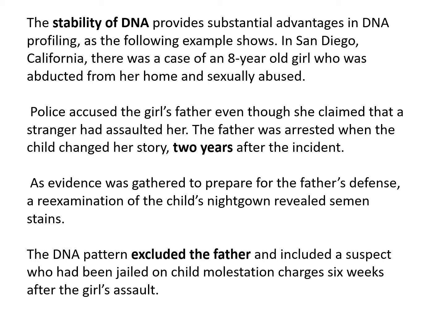But as the evidence was being gathered to prepare for the father's defense, they re-examined the girl's nightgown and found semen stains on it. They were able to get DNA from those stains, and they excluded the father and actually included a suspect who had been jailed on child molestation charges 6 weeks after the girl's assault, clearing the father. This is an instance where DNA proves innocence, and it's often more important in proving innocence than in proving guilt, because it's easier to exclude somebody that was not there than to include somebody. You have to have a match for somebody to be a suspect.